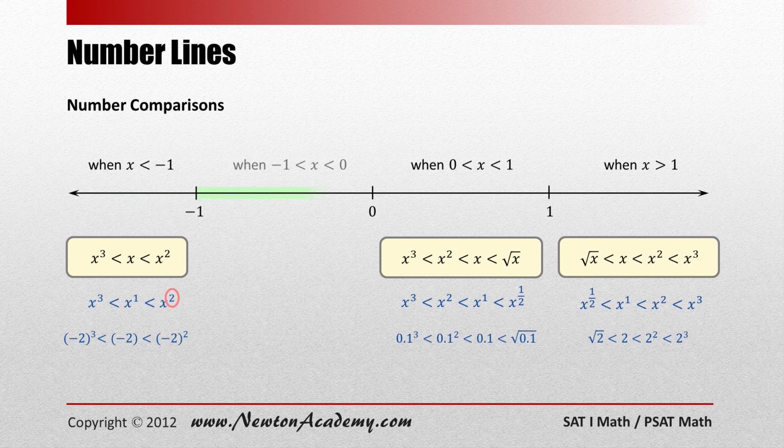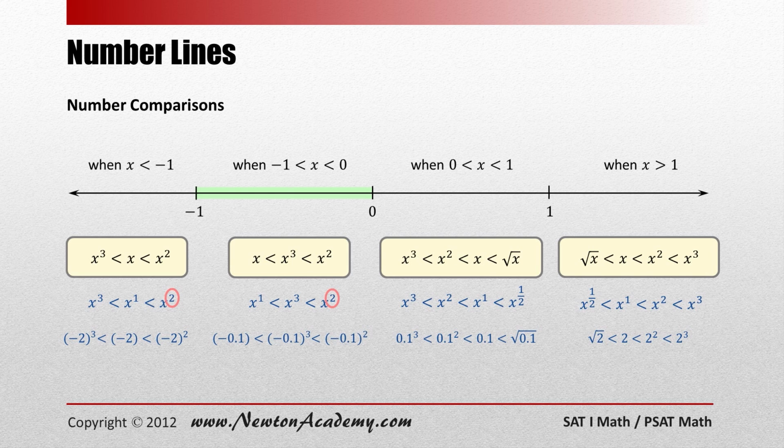Finally, let's consider when x is between -1 and 0. Again, x squared is always positive, and x and x cubed are always negative, so x squared is the largest in the whole negative region of the number line. Now in this region, if you cube the value of x, it will get closer to 0, which means x cubed is larger than x. And you can check with x equals -0.1.